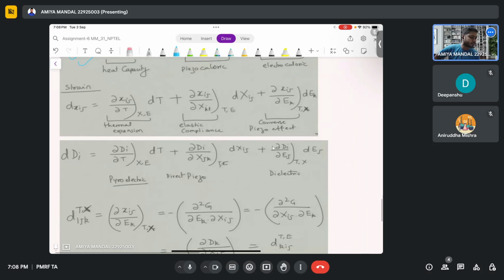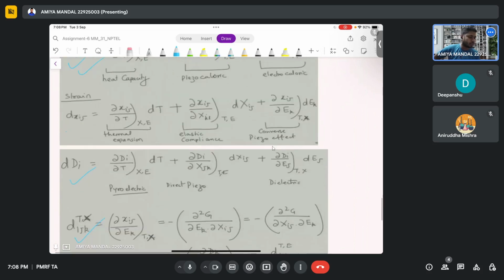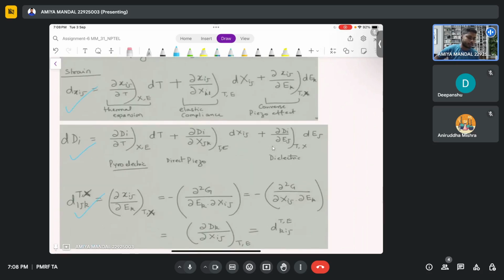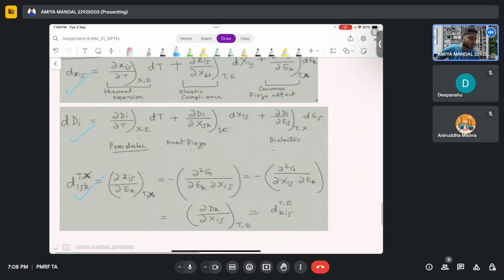And d is also there. There are four variables: S, T, x_ij, and E. They are each equally dependent on each other. So what is the variation in G with respect to these? So d, i, j, k, T, x. Everyone should conclude.